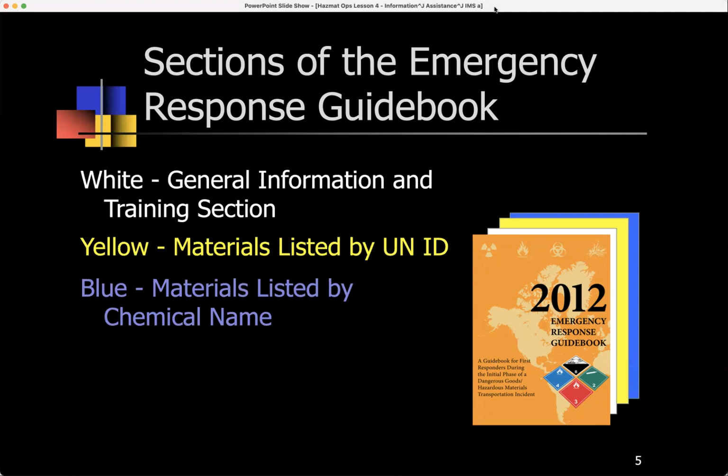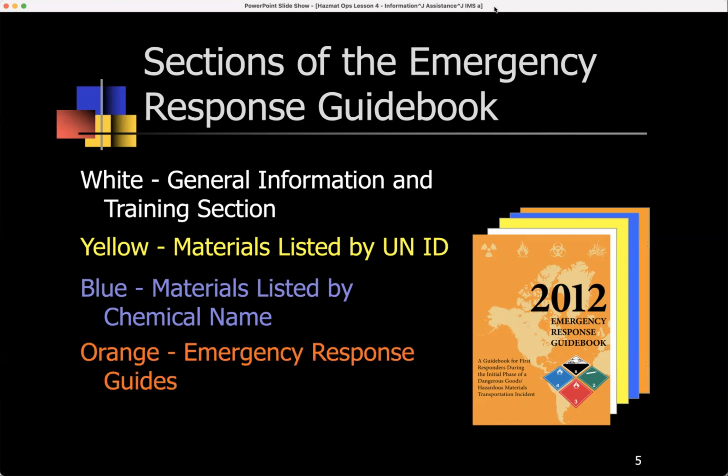The blue section, these are materials listed by the chemical name. So if you have the name of the chemical, you can look it up in the blue section. You can also use these together to cross-reference and make sure you're dealing with the materials you think you're dealing with. The orange colored pages are the emergency response guides. These are 2 pages long, and they tell you how to start managing this incident. The orange section are the emergency response guides.